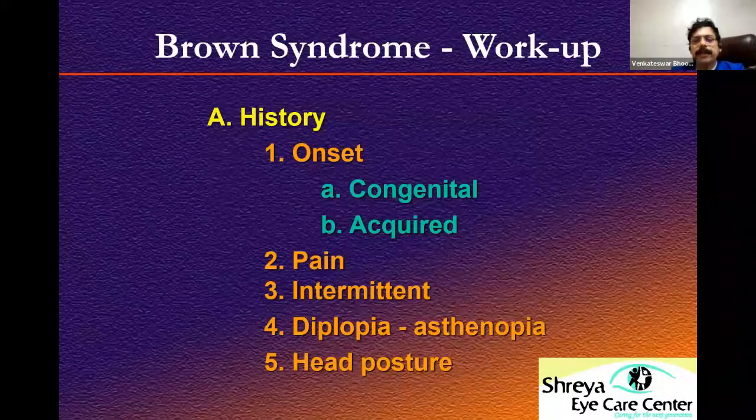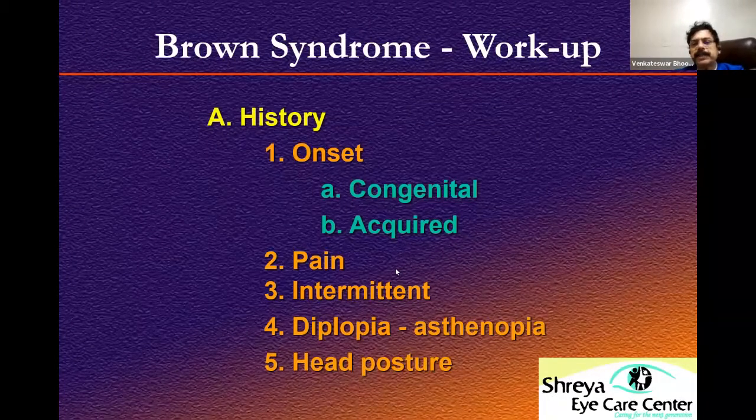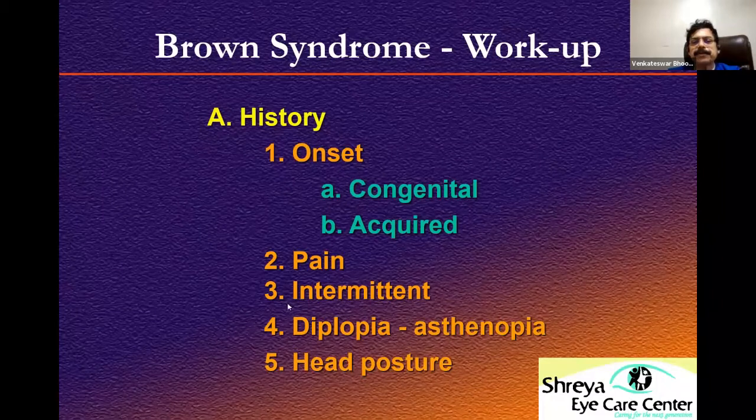Now, as you all know, there are two types. One is congenital and the other one is acquired. And in the congenital, you need to take the history from the parents, look at the family album photographs to see if the child has head posture. And then in the acquired ones, typically in this part of the world, you have seen some inflammatory myositis and some lesions in the muscle causing a Brown syndrome, usually associated with pain and sometimes intermittent double vision. And typically ask for the head posture in the history.